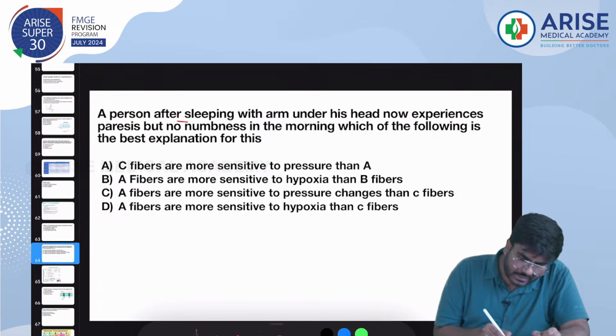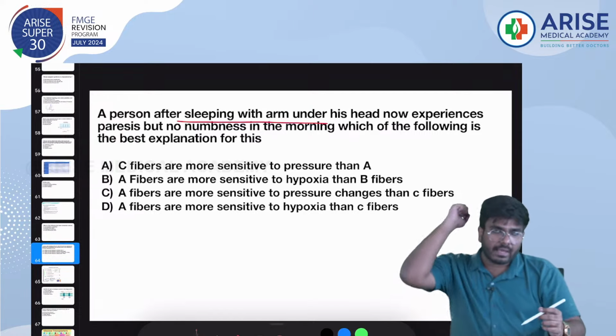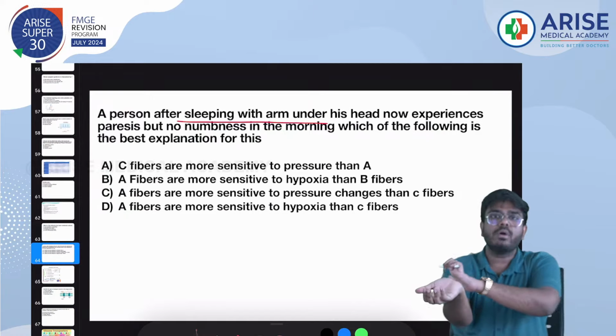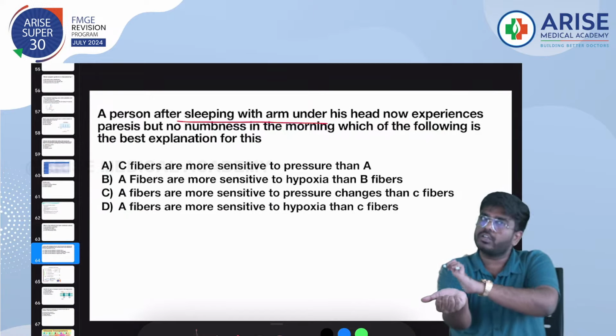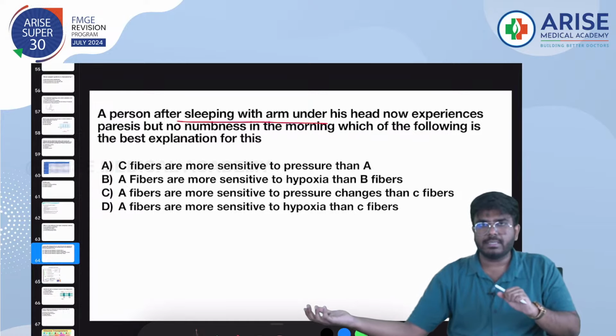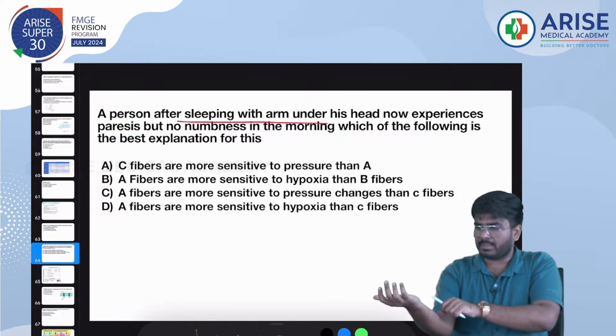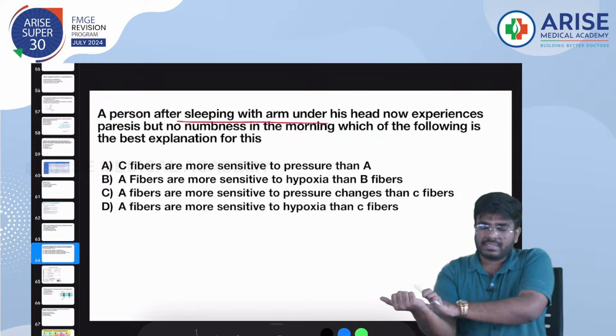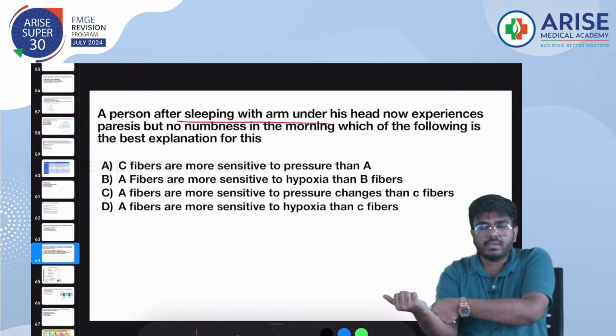Next, a person is sleeping with an arm under his head. When you sleep with your arm under your head, the head is going to put some pressure on your hand. For example, you are sleeping with some person, say the wife is sleeping on the hand. Now what will happen? That's going to exert pressure on the nerves.